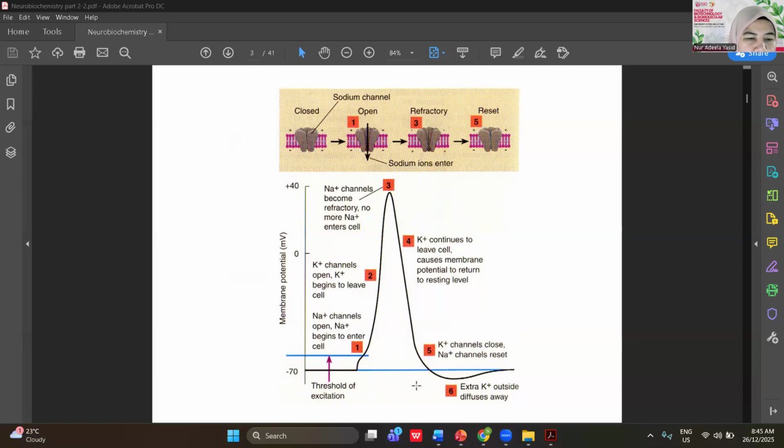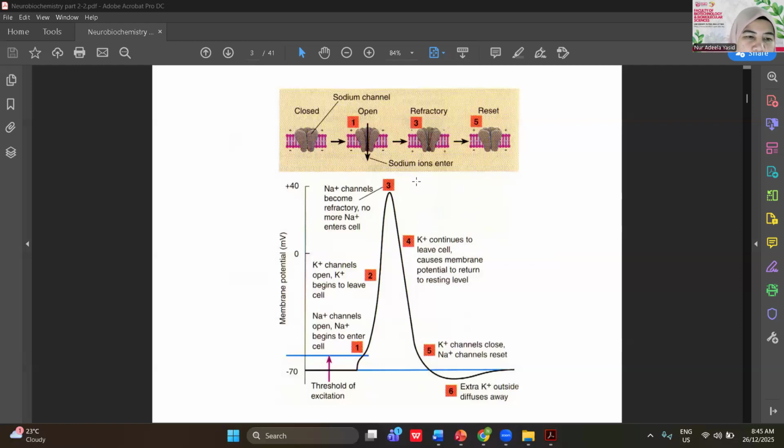Now let's go to the depolarization phase. This is where the sodium influx occurs. Once the voltage-gated sodium channels open rapidly, they allow sodium ions to enter the cell. So the membrane potential becomes positive, rising quickly towards 40 mV. This rapid depolarization forms the rising phase of the action potential. Let's look at the peak of the action potential, which is at 40 mV.